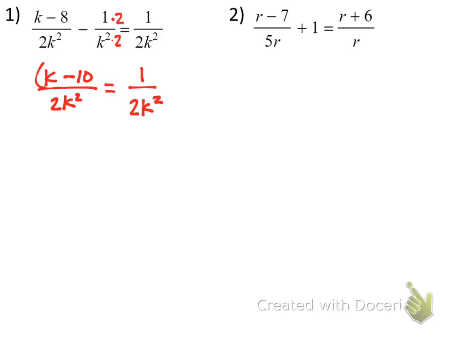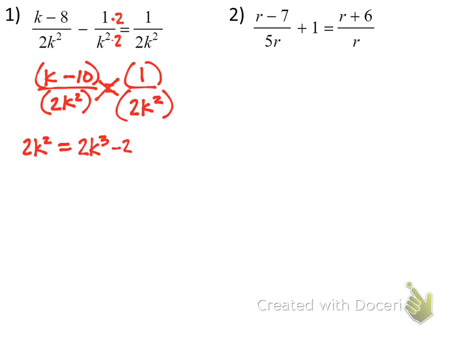When that's the case, each numerator and denominator, of course, is in its own parentheses. I can apply the cross multiply rule. So I'm going to cross multiply. We have 2k squared times 1 is just 2k squared. Then we have k minus 10 times 2k squared. So this is going to be 2k squared times k is going to be 2k cubed. 2k squared times negative 10 is negative 20k squared.